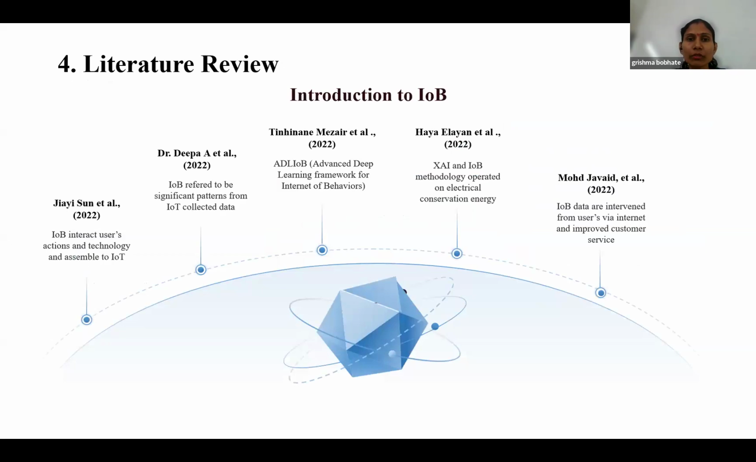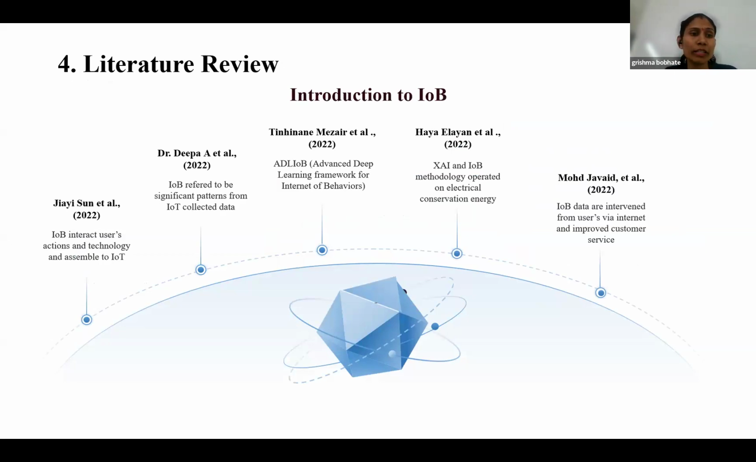Next is about the literature survey. The literature survey has been divided into parts. First is the ML part. Second is the deep learning part. Third is the IoT devices. And fourth is social media. So I've divided this literature survey accordingly. The first one is the introduction. So these are the surveys which were done by various authors.